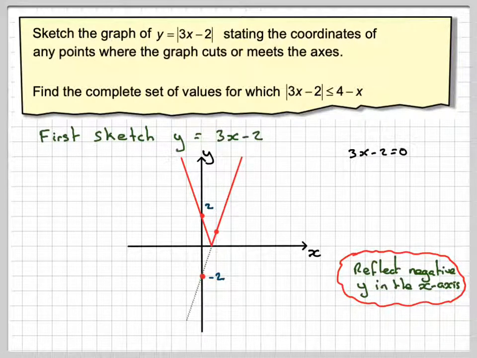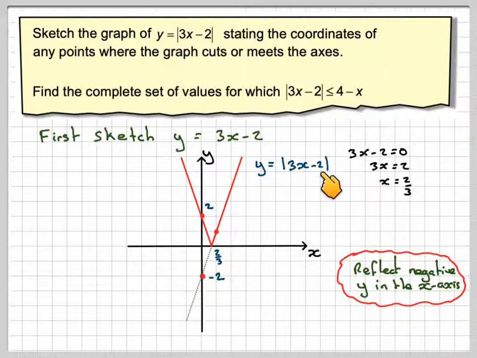Now to find this particular point here where it cuts the x-axis, we can put 3x minus 2 is equal to 0, and therefore 3x is equal to 2, therefore x is equal to 2 over 3. So we'll mark that point on, because we're asked to write the points where it cuts the axis. So write down the equation of the graph, so y is equal to the absolute value of 3x minus 2.